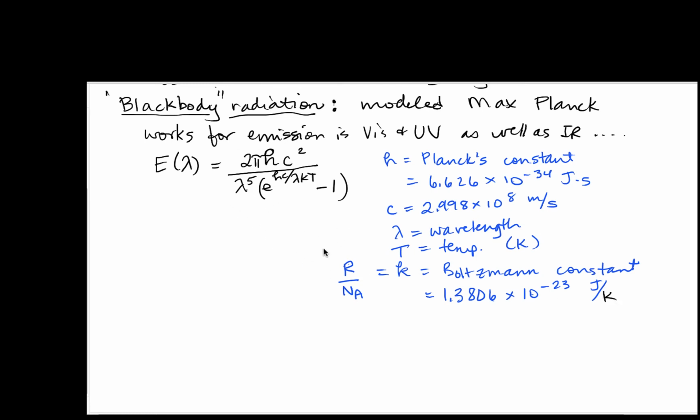All right, so this is a complicated equation with a lot of constants and everything, and you really don't need to remember this equation at all. But what I want you to get out of this equation is these main points. The first one is that the energy emitted is a function of the temperature and the wavelength, but we're mainly going to focus on the temperature dependence here.